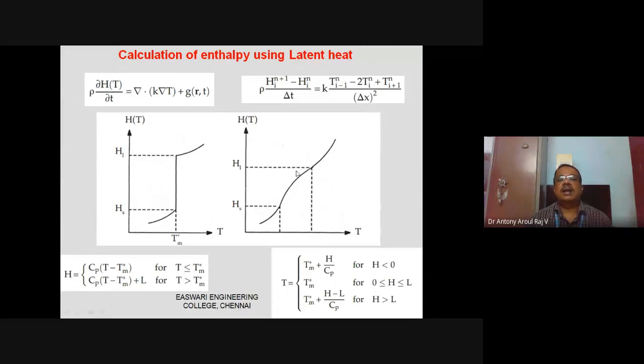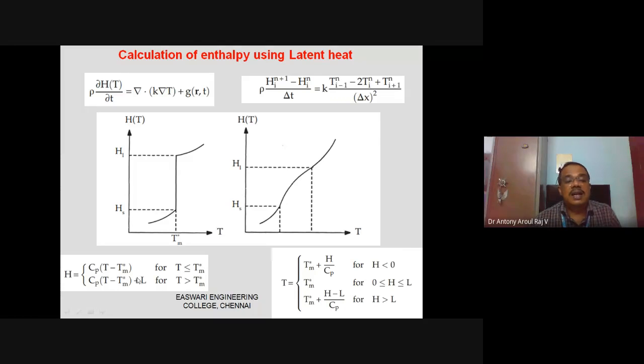We have the data of the enthalpy, and you know that the enthalpy value will be higher in the phase change region. If H is less than 0, it is in the solid region, so T is Tm plus H divided by Cp. If the temperature is less than the melting temperature, your H value is Cp into T minus Tm. If it is greater than that, then my value is Cp into T minus Tm plus L.